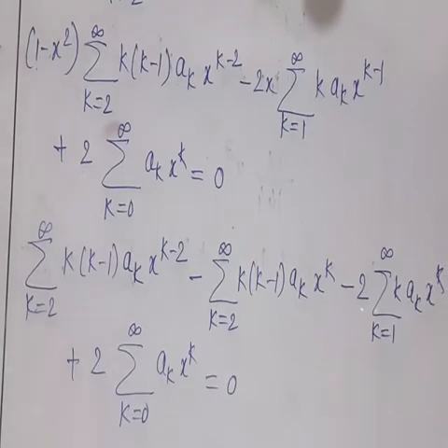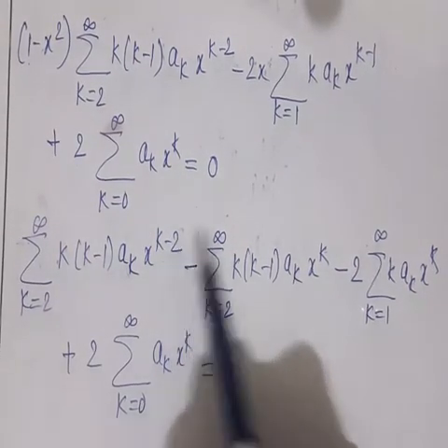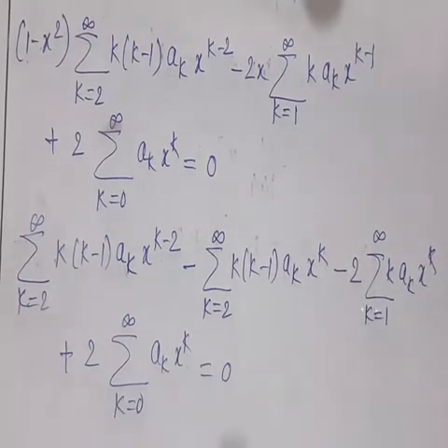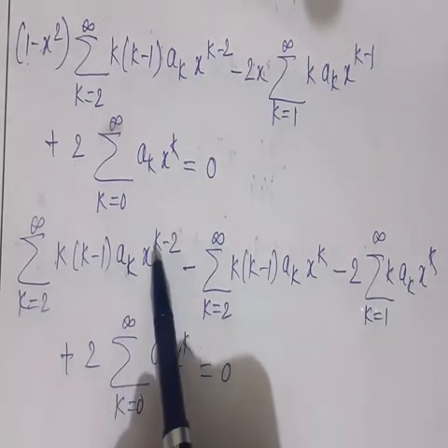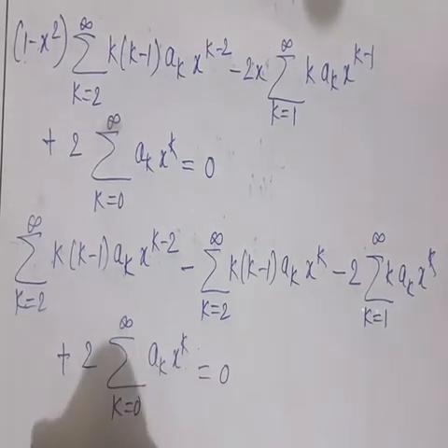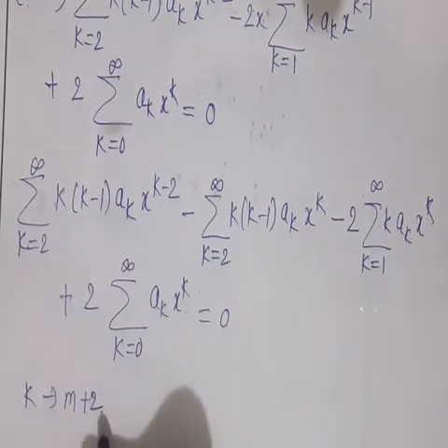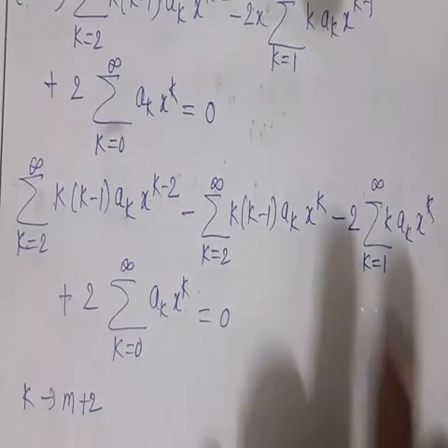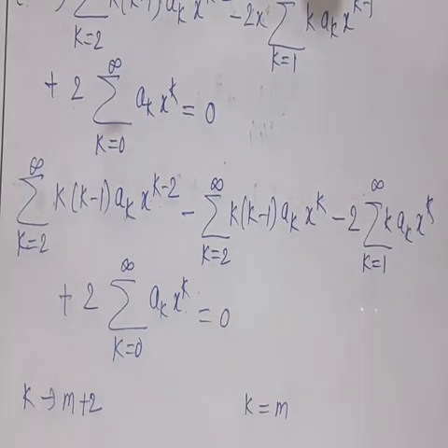Now see, first we observe the powers. The powers are x^(k-2) here, and x^k in the others. So all the remaining powers are in the form of x^k. Only this power we need to change. To change this power, we replace k by m + 2. If we replace k by m + 2, then m + 2 - 2 becomes x^m. Now the remaining powers also we want in terms of m, so we replace all k by m.